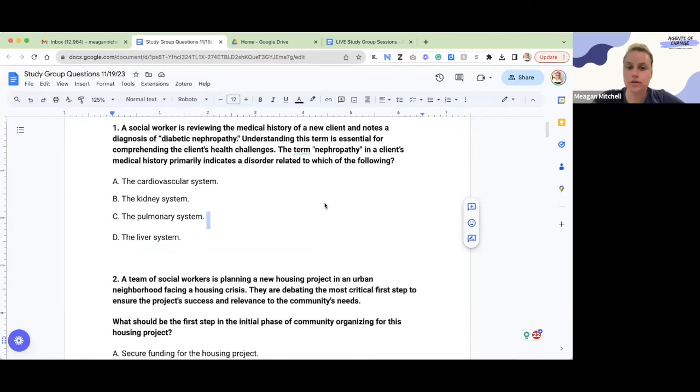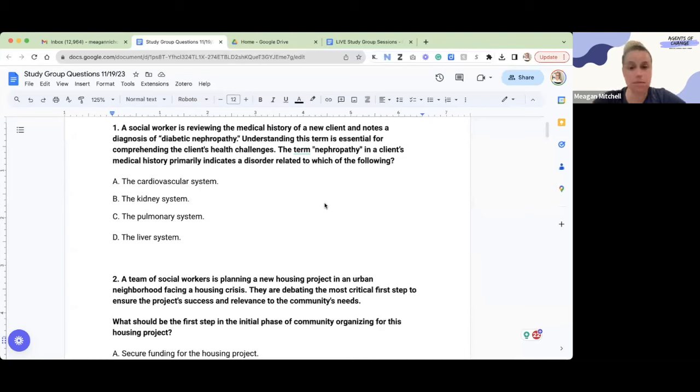A social worker is reviewing the medical history of a new client and notes a diagnosis of diabetic nephropathy. Understanding this term is essential for comprehending the client's health challenges. The term nephropathy in a client's medical history primarily indicates a disorder related to which of the following: A, the cardiovascular system, B, the kidney system, C, the pulmonary system, or D, the liver system.